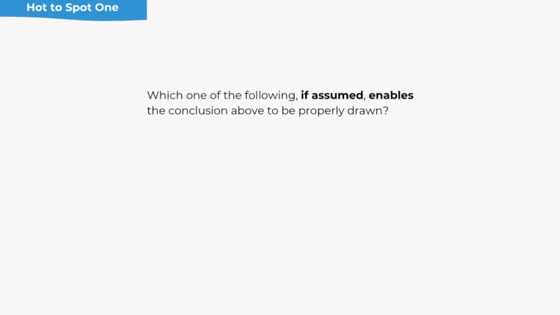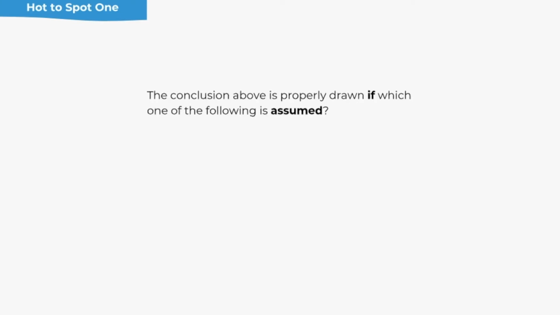Which one of the following, if assumed, enables the conclusion above to be properly drawn? So we're going to assume something to be the case, and it by itself will enable the conclusion to be properly drawn. It will suffice, it will ensure, it will guarantee that the conclusion follows. So that tells you that it's a sufficient assumption question.